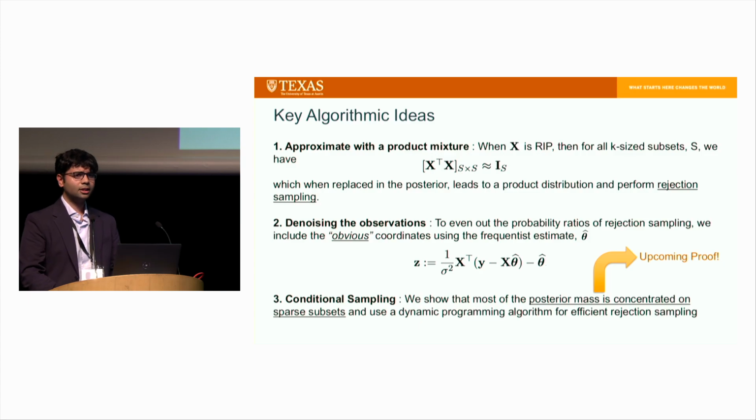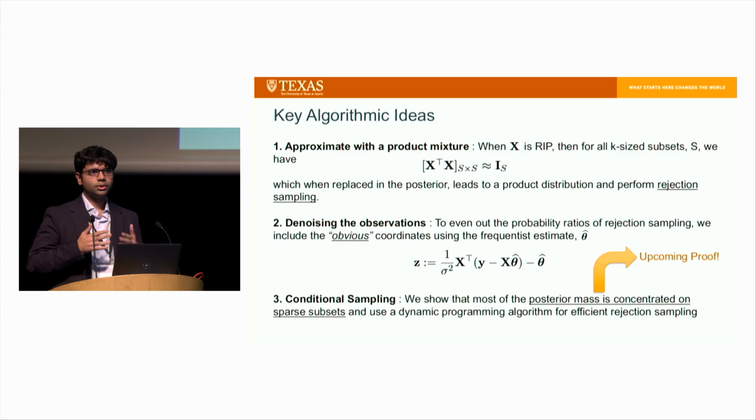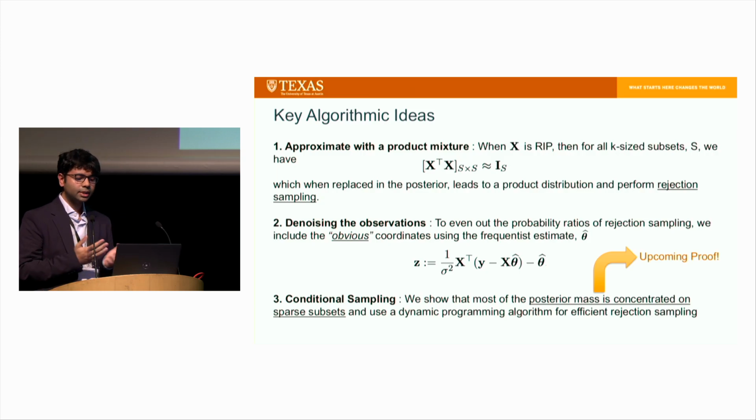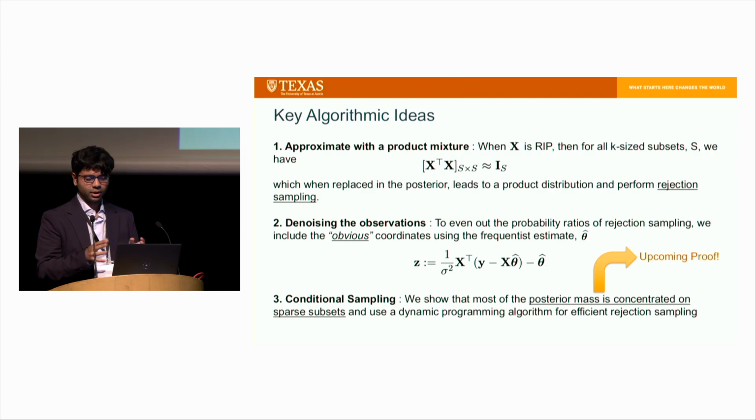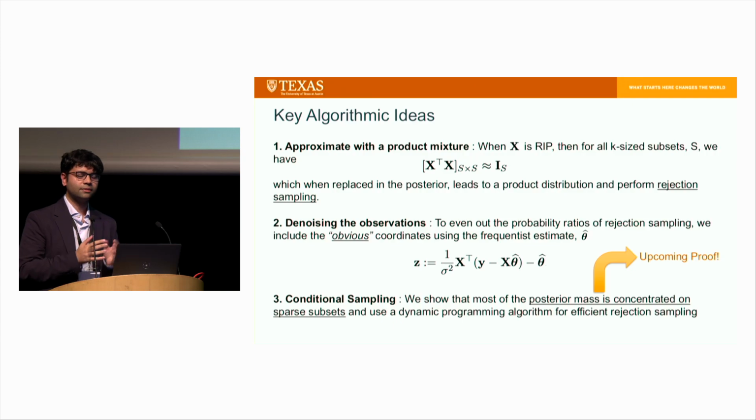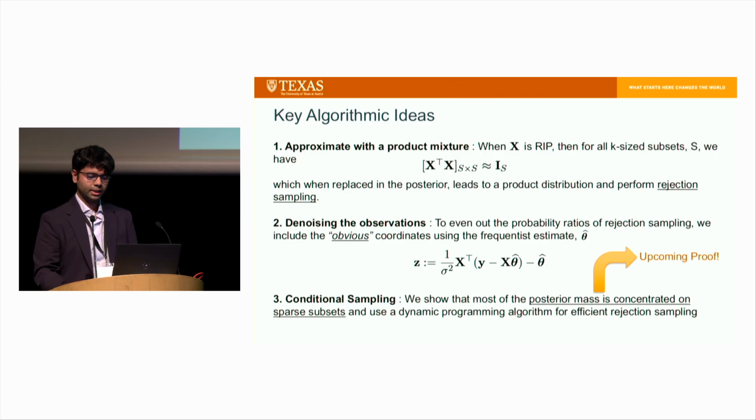The second key observation is that to implement rejection sampling efficiently, we need these rejection ratios to be bounded. And if we naively don't process the posterior in any way, then it becomes intractable. I'm going to deal with that in a later slide. But we perform some denoising, where we use the frequentist estimator and try to include those coordinates into our solution and then only sample the remaining ones.